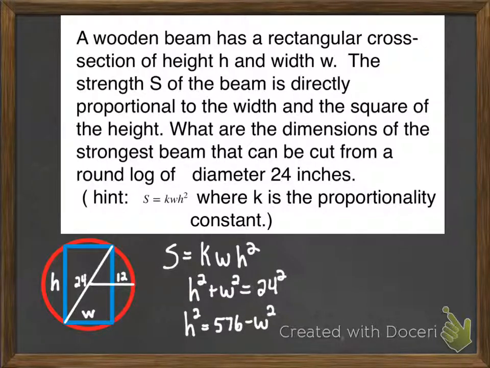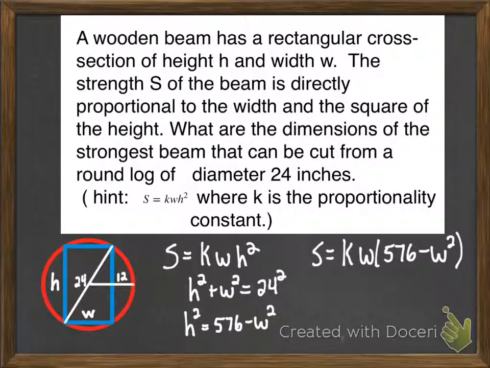And then we can solve that for either h or w, but I'm going to solve for h squared. Because if you look in our equation, it's kWh squared. So I can just replace the h squared with 576 minus w squared. If you feel very adventurous, you may want to solve the equation for w. That's going to involve a square root. Plug that into the problem and work it out. You should end up with the same results, but this is far easier.